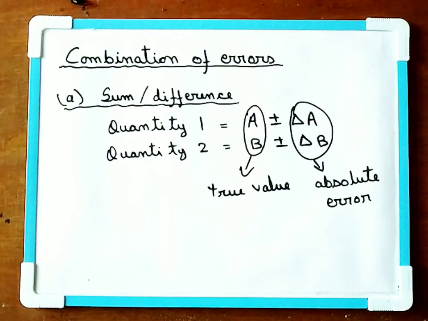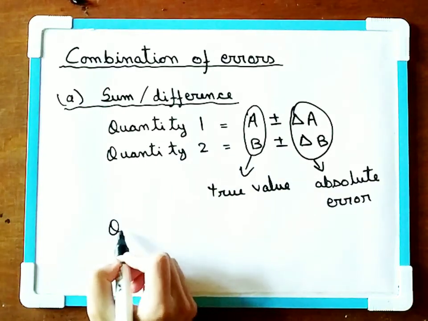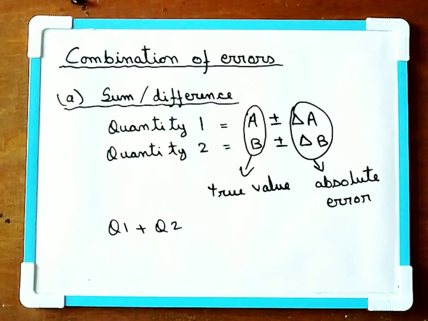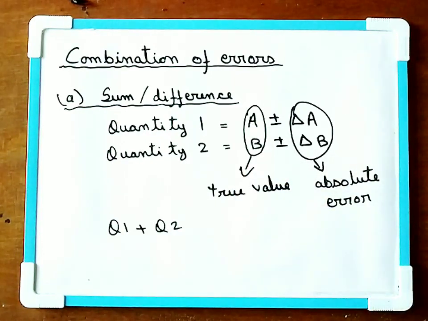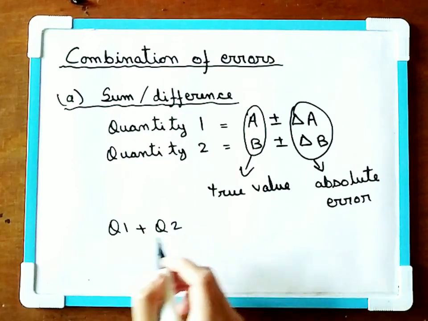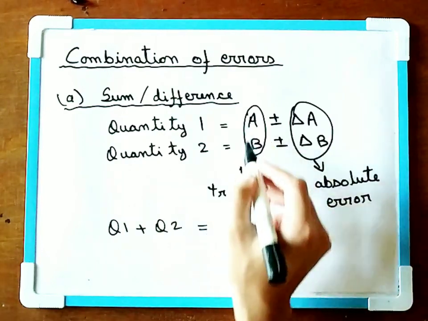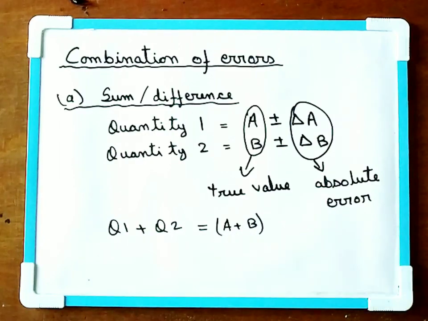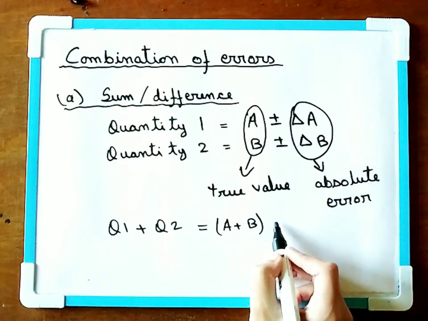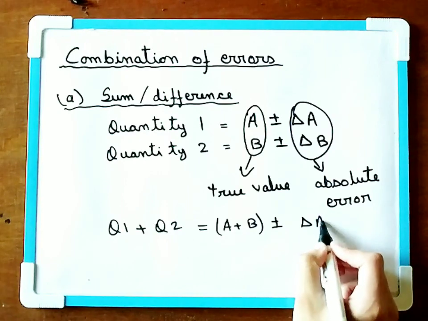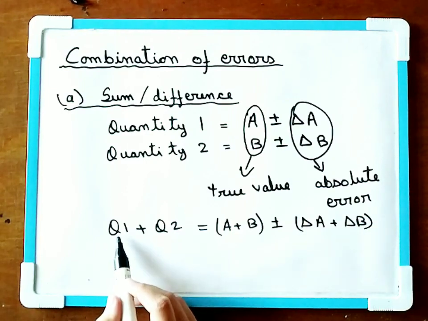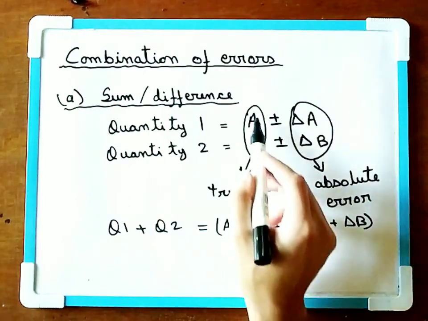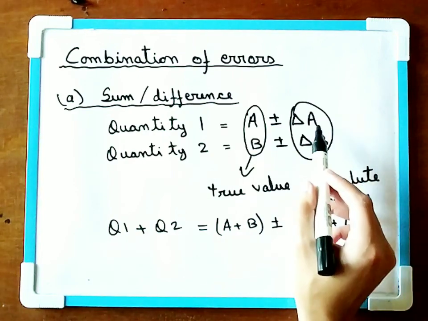For example, if we add these two quantities, say Q1 plus Q2, then the sum of these two quantities can be expressed by summing the true values and also calculating the absolute error. So in this case, you add the two values, A plus B, and this will be the true value of the sum. Then for the absolute error, you'll have to add the two absolute errors also, so delta A plus delta B. So the sum of the two quantities Q1 and Q2 is expressed as A plus B, adding the two true values, plus minus delta A plus delta B, adding the two absolute errors.